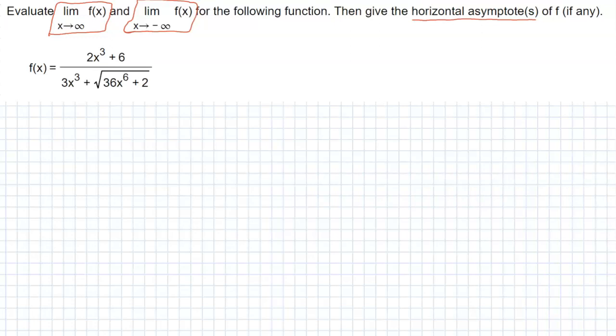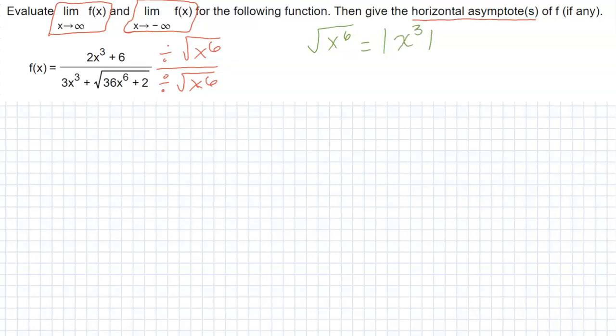So one thing to consider for this function, because of the square root of 36x to the 6, we know that we have to divide by the same thing here. And usually we just divide by the highest exponent that we see there. But because of that square root, I'm going to have to divide by square root of x to the 6. But the question here is, what is square root of x to the 6? Square root of something by definition has to be a positive number, so it must be absolute value of x to the third.